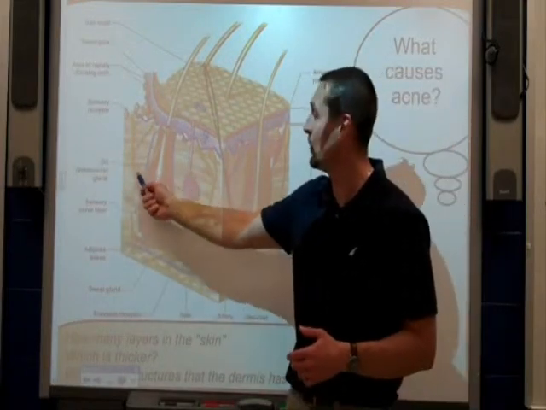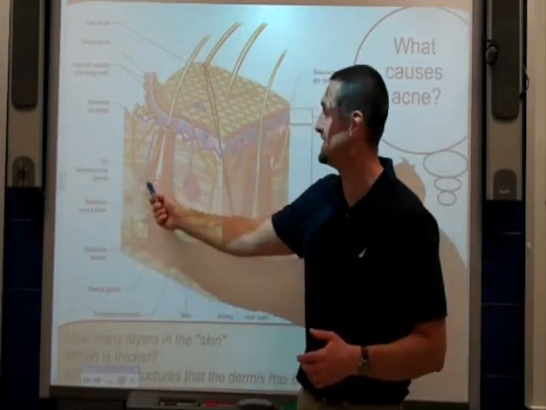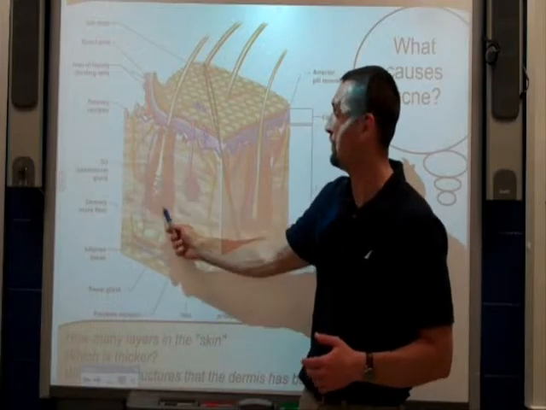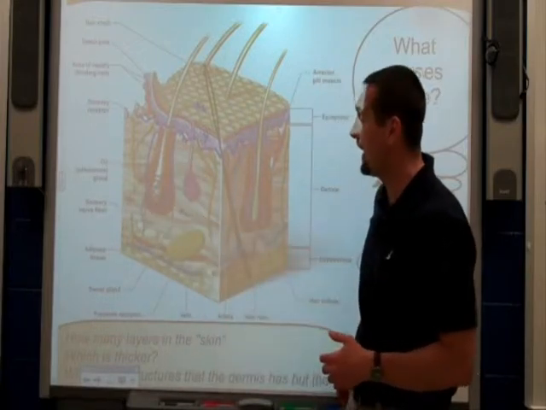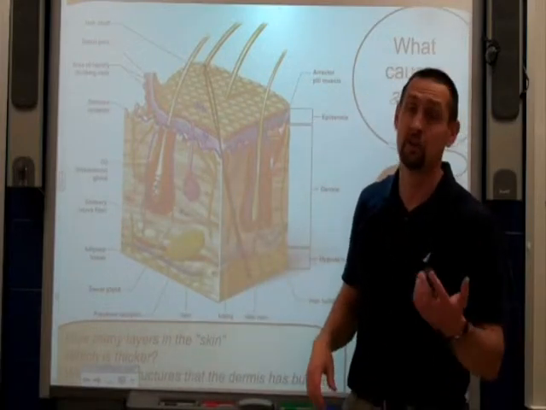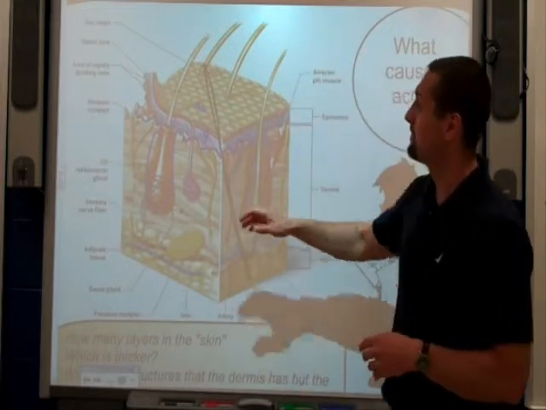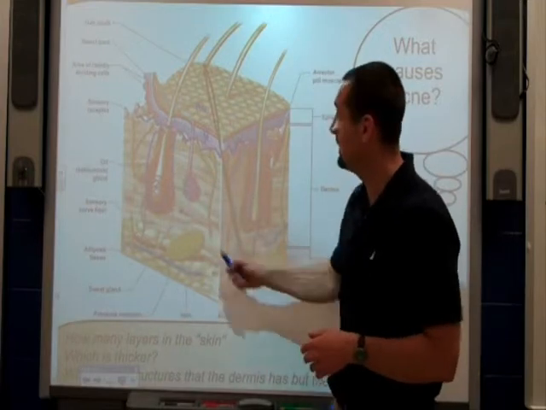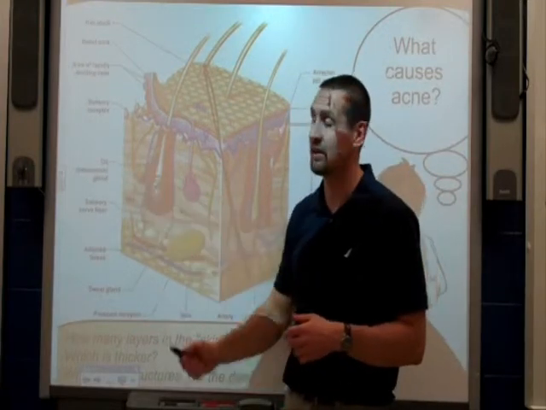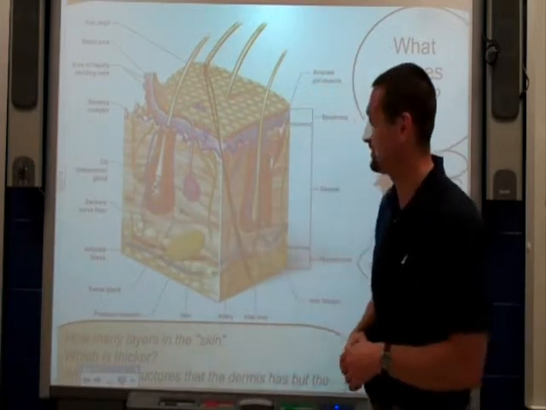You also notice that an oil gland, sometimes called a sebaceous gland, is associated with that hair follicle. And that oil is going to help keep that hair lubricated and help keep it pliable. But sometimes that oil gland gets blocked up, and when it does, we call that acne.